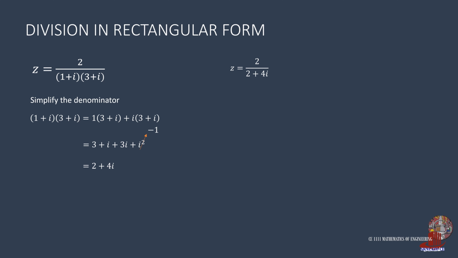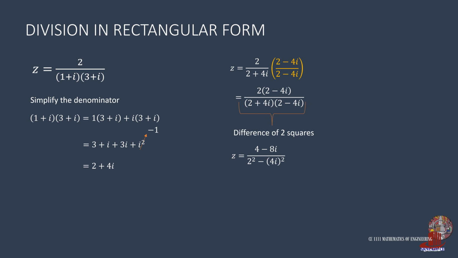Now that z is simplified into 2 over 2 plus 4i, multiply by the conjugate of the denominator, and have 2 times the quantity of 2 minus 4i over the product of 2 plus 4i and 2 minus 4i. Using the conjugate transforms the denominator into a difference of two squares, which makes z as 4 minus 8i over 2 squared minus 4i squared. Simplify the denominator and get 4 minus 8i over 4 minus 16i squared.